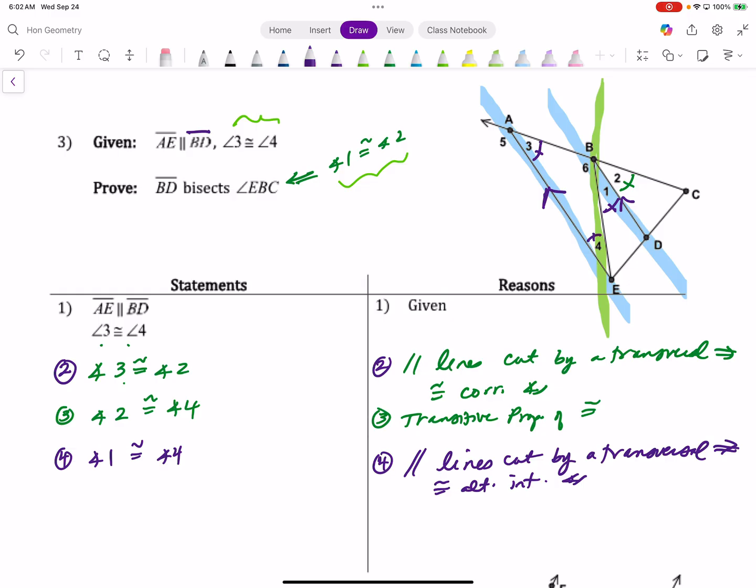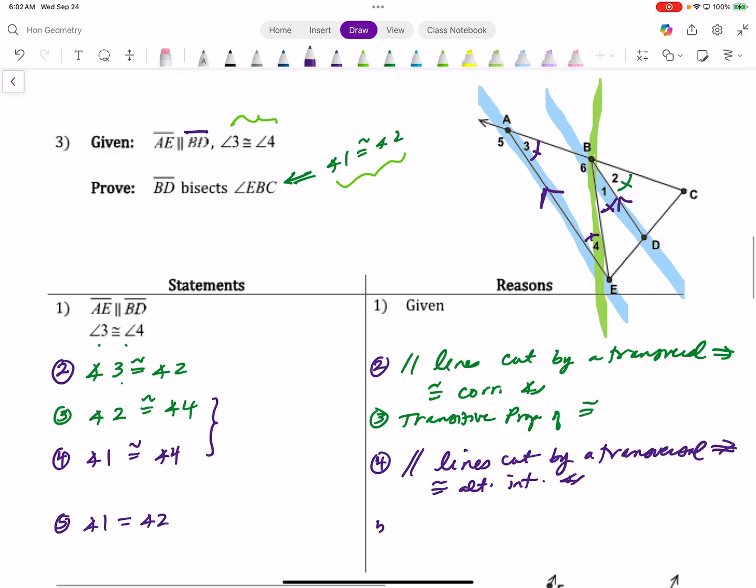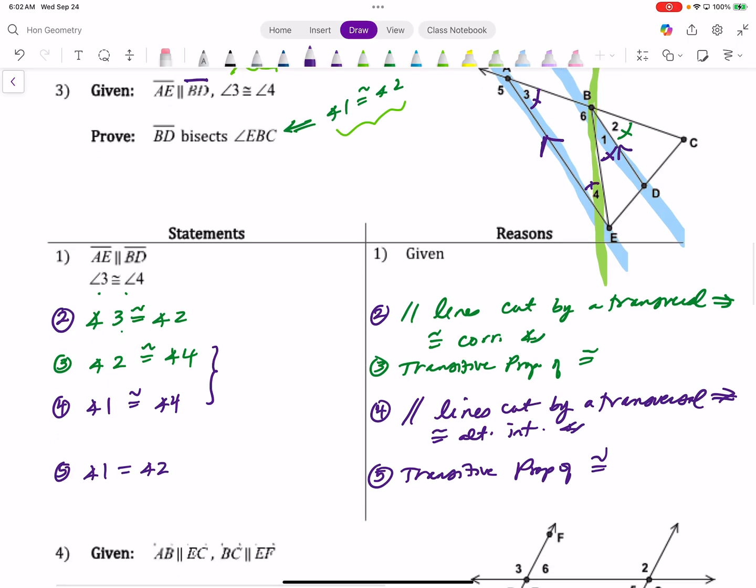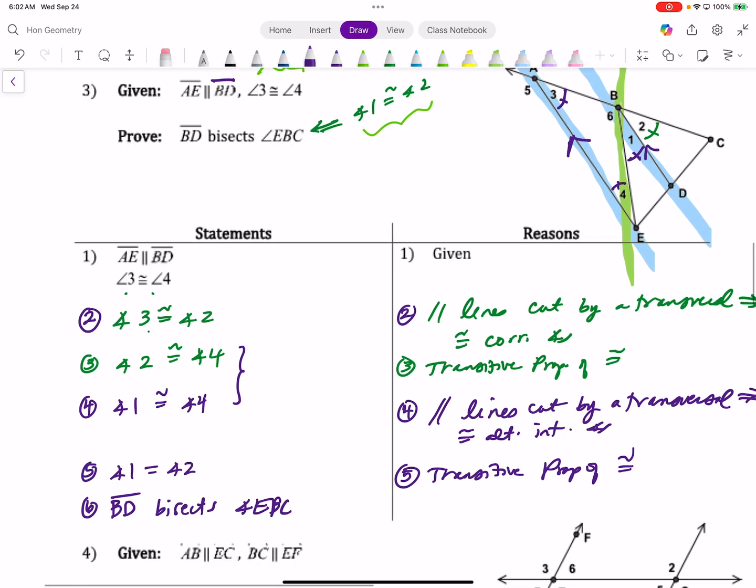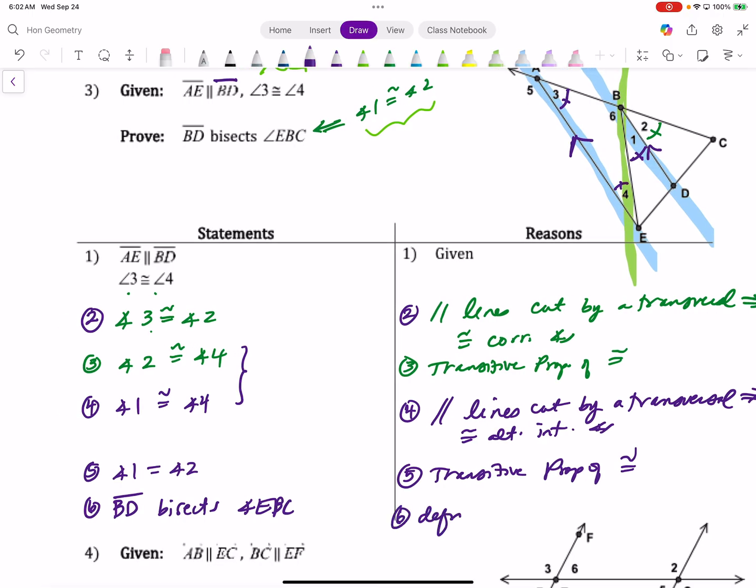Okay. And so, again, we're trying to get to 1 and 2 being congruent. That's our goal. So I can get it right here with a transitive property. So now I can say that angle 1 is congruent to angle 2 because they're both congruent to angle 4 with a transitive property of congruence. And if that's the case, then I can say that BD bisects angle EBC because that's the definition of an angle bisector, that it creates those two congruent angles.